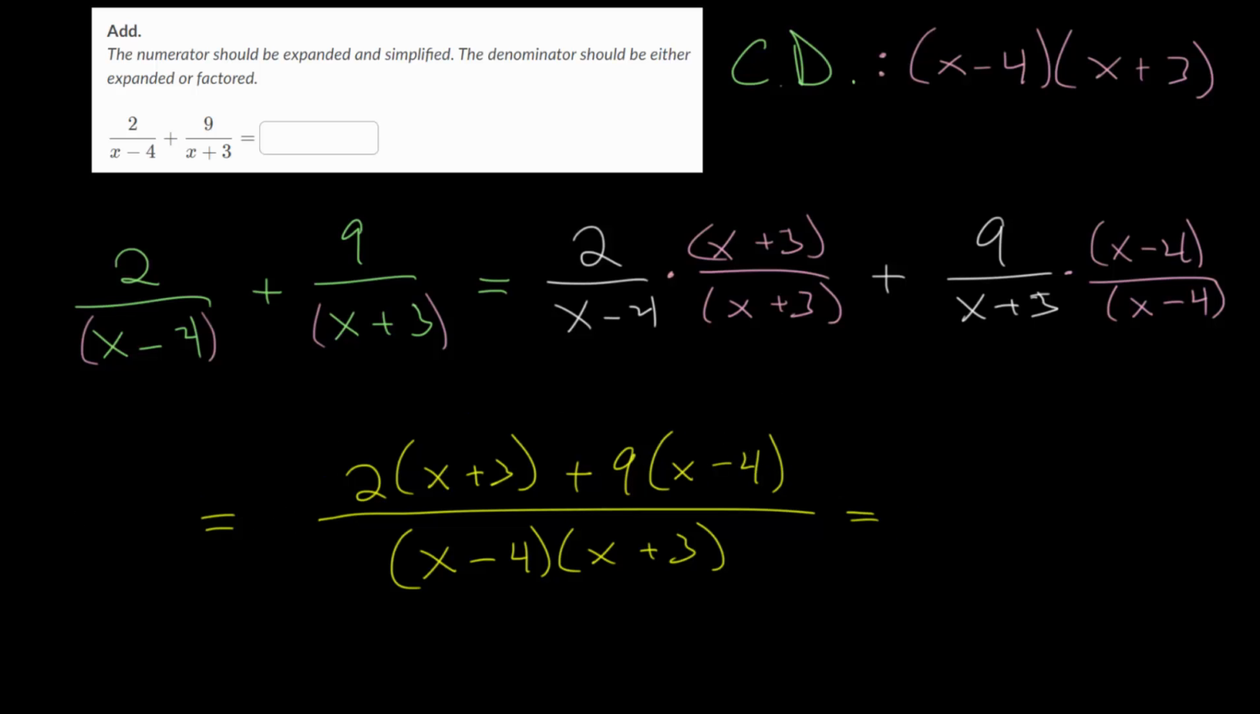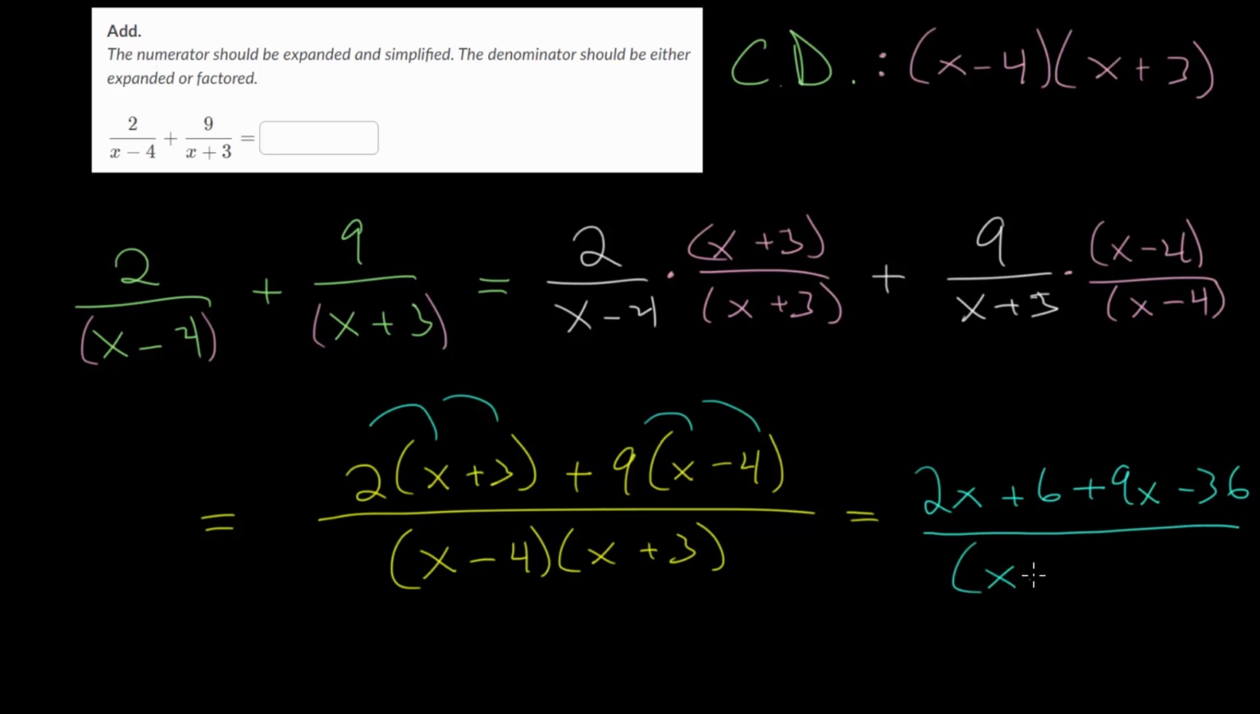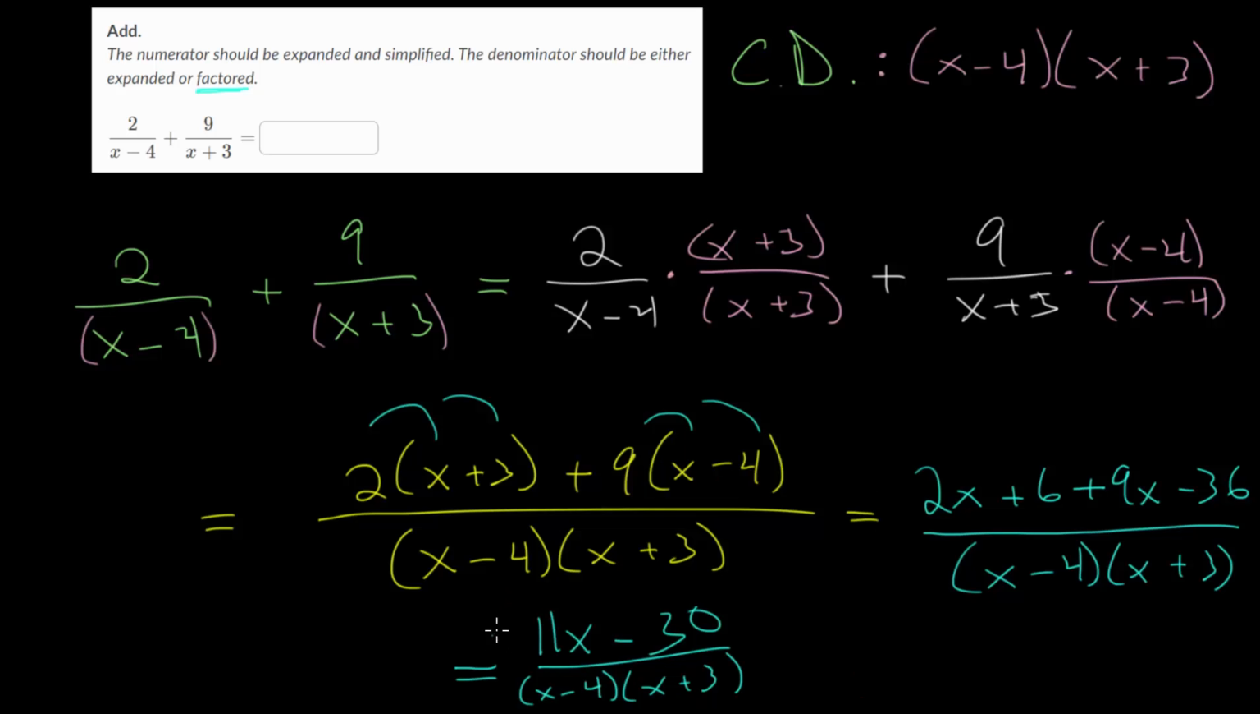And we can simplify that numerator. So we're going to distribute in both of these, and we get 2x plus 6 for the first one, and then 9x minus 36. So plus 9x and minus 36, all over our common denominator, which in this problem we'll leave as factored since that is one of the options for our directions here. And finally, just simplifying this numerator, 2x and 9x gives us 11x. And plus 6 minus 36 would be minus 30. And again, all of that is over that common denominator, x minus 4 multiplied by x plus 3. So this expression here will be our final simplified answer.